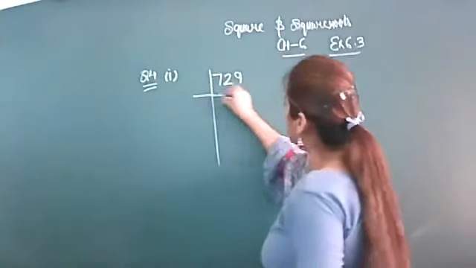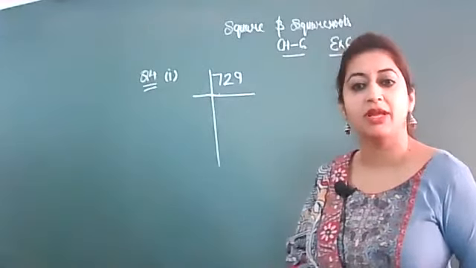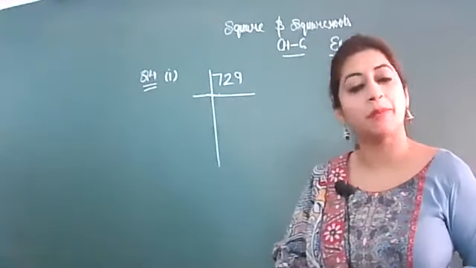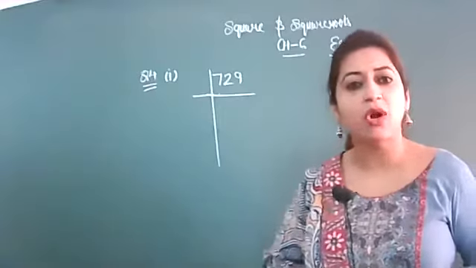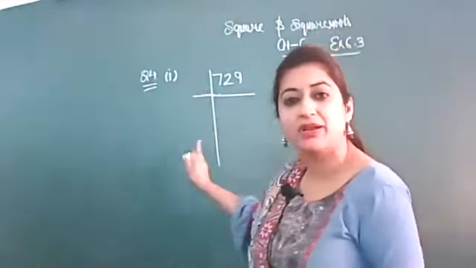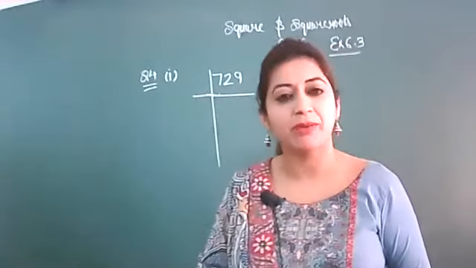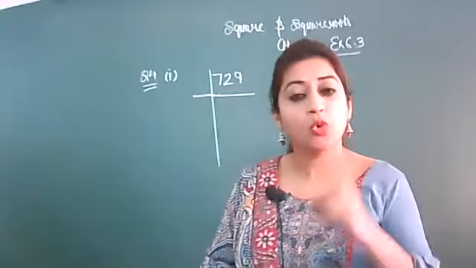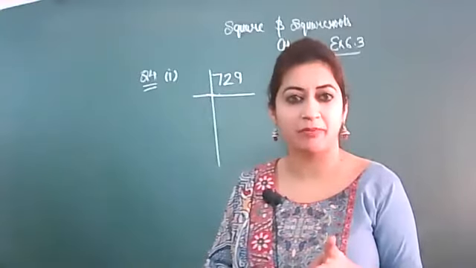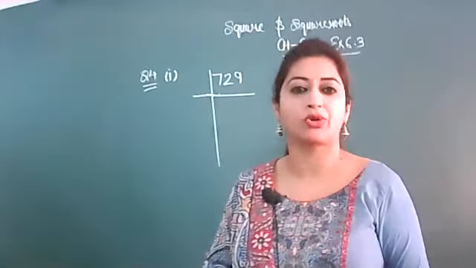First part is 729. So what you will do, you will find the prime factors of this number by dividing it with the prime number. Why is it called prime factorization? Because whenever you write a number here, they all are prime numbers. Can you tell me the smallest prime number? 2 is the smallest prime number and 1 is neither prime nor composite.